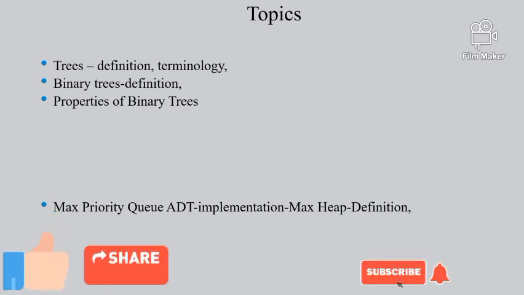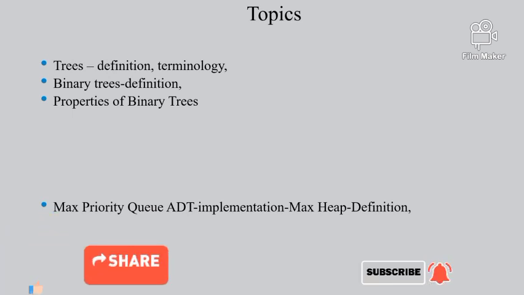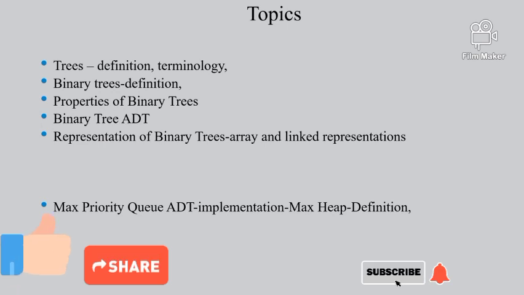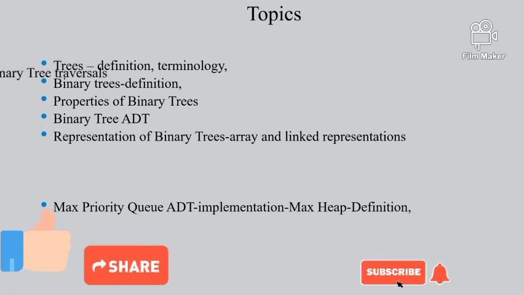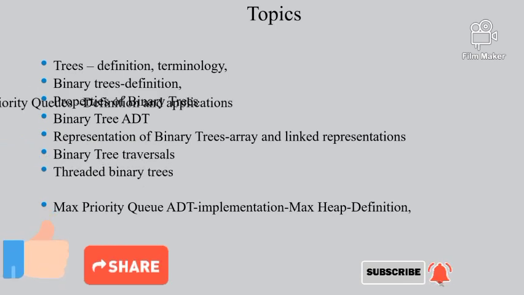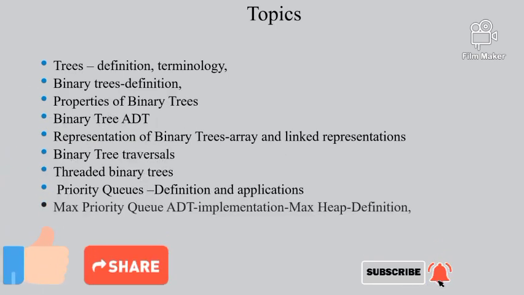In this, we are going to learn what a tree is, what its definition is, what the terminologies are, as well as what the types of trees are. What is a binary tree, what are its properties, what is an ADT representation, and what is a linked list representation of a tree, what traversal techniques we use, what a threaded binary tree is, and the applications of queues, as well as insertion and deletion in heap sort.